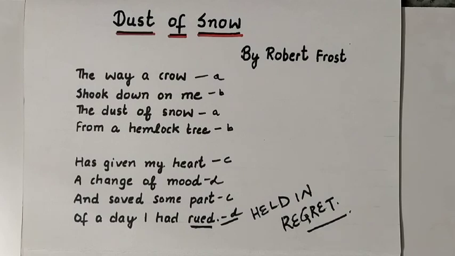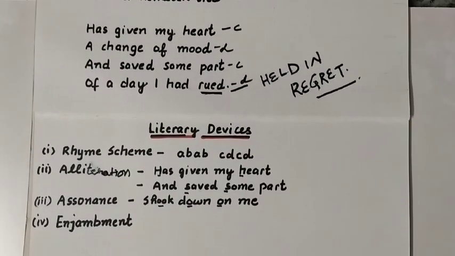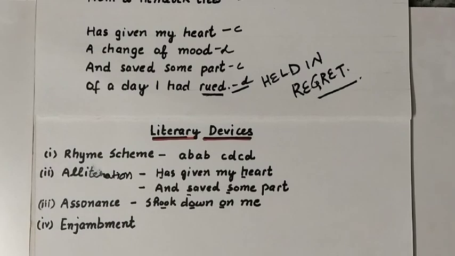So I reiterate and give you a brief recap of the things that we have discussed as far as the literary devices are concerned. The first one is the rhyme scheme, which goes A B C D C D. The second is alliteration. Alliteration is the occurrence of the same letter sound in a line. Here, in the first line, it happens to be the letter H, and in the second example, it happens to be the letter S.